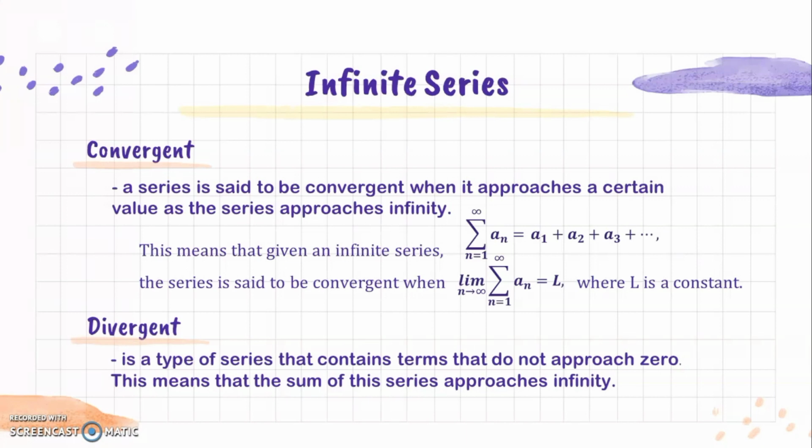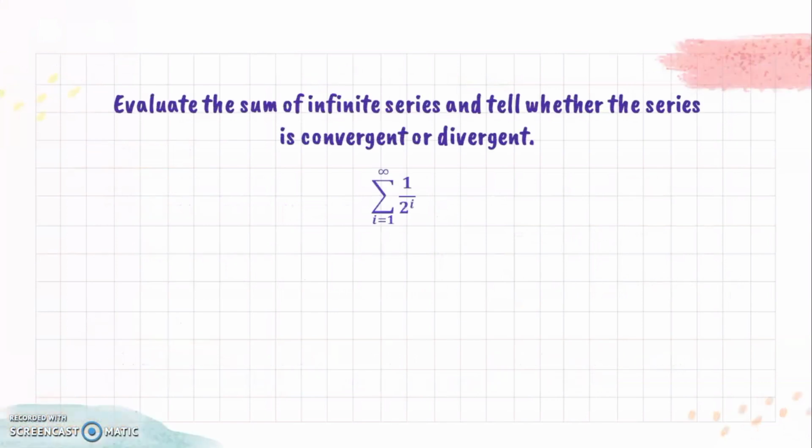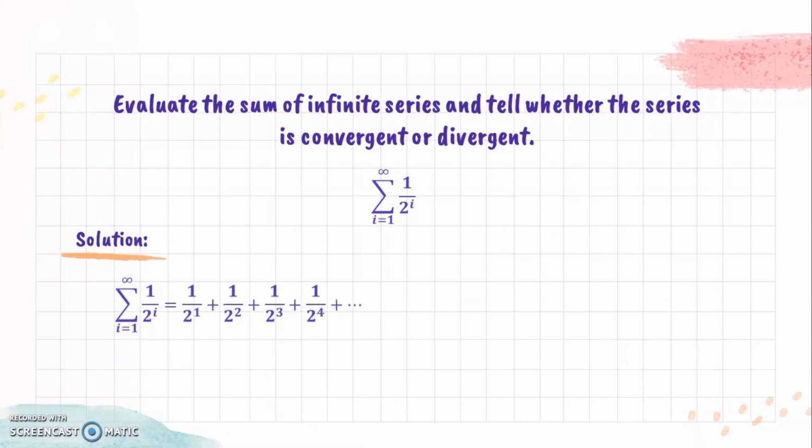Now, to better understand what an infinite series is, let's have an example. Here is the problem. Evaluate the sum of 1 over 2 to the power of i as i goes from 1 to infinity, and tell whether the series is convergent or divergent. Let's try to write down the first 4 terms, then plus ..., and further simplify. So let's analyze this.